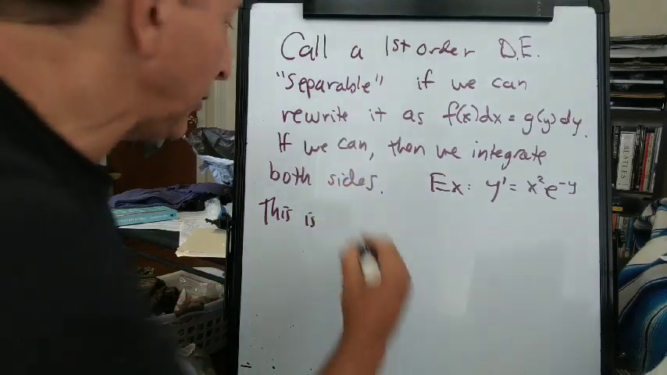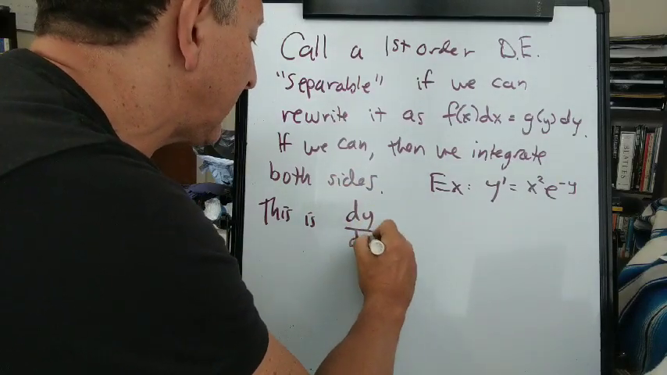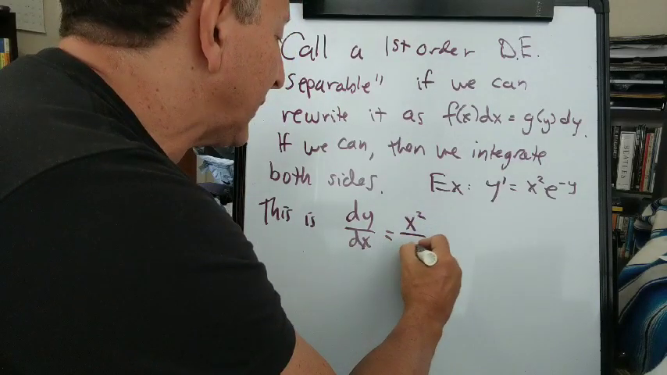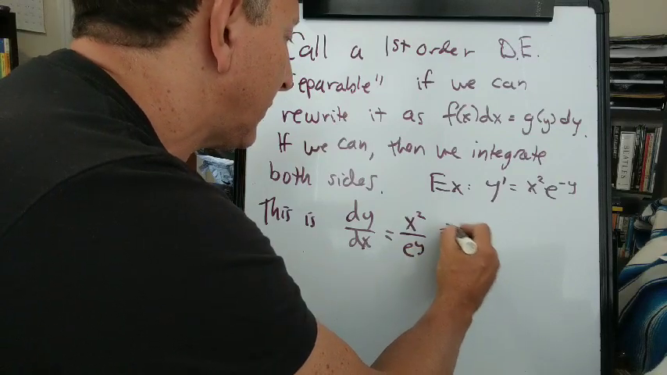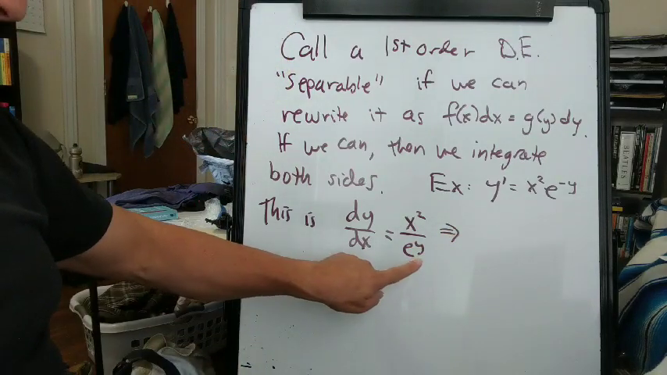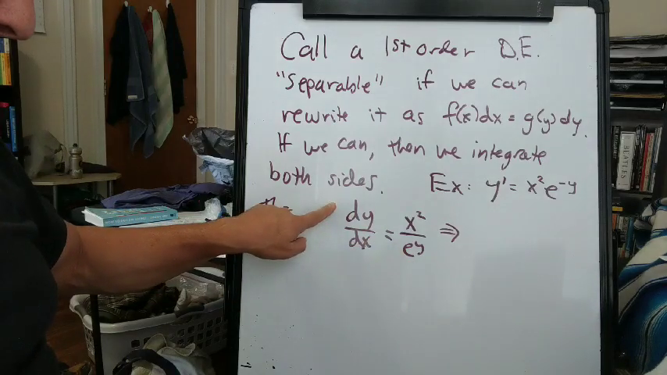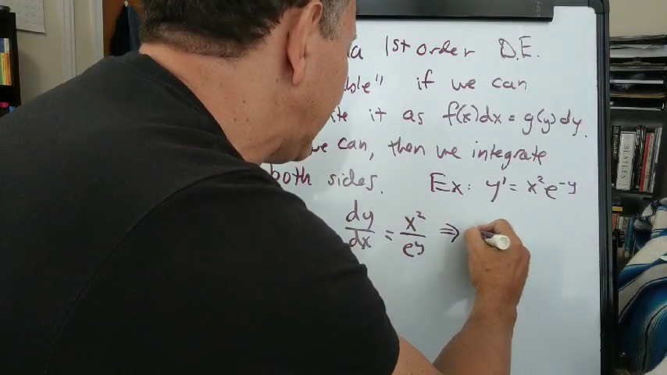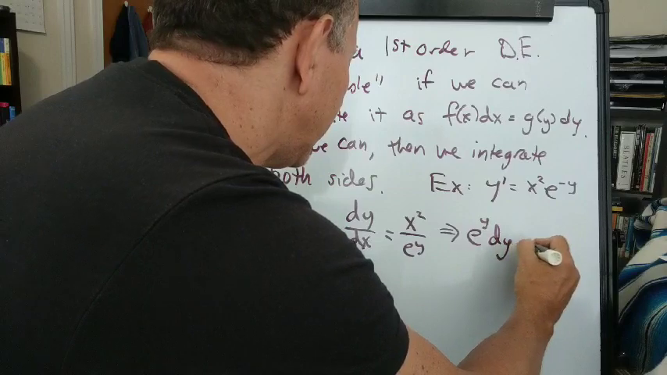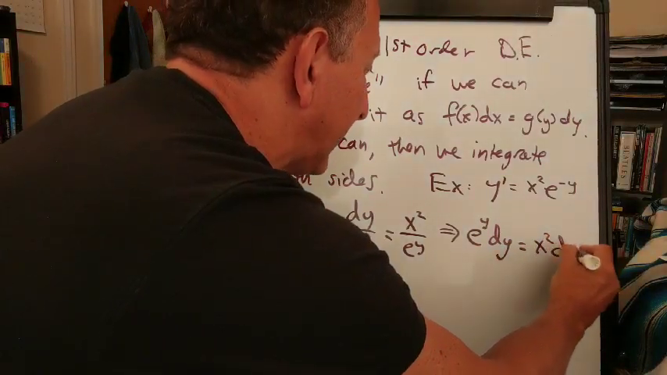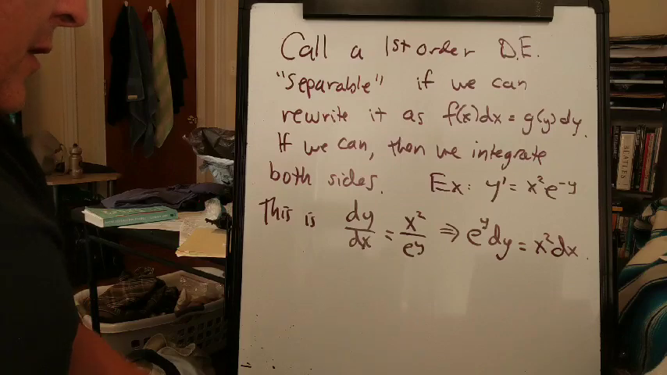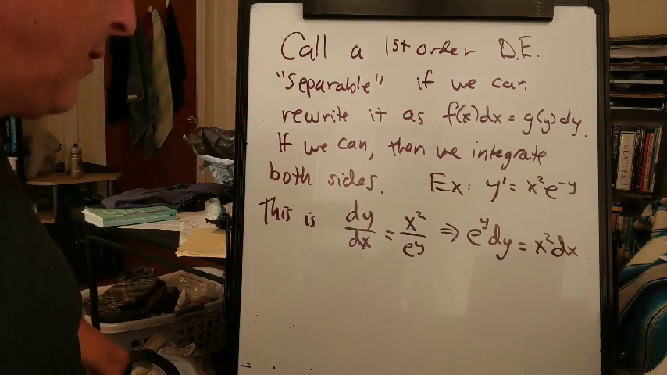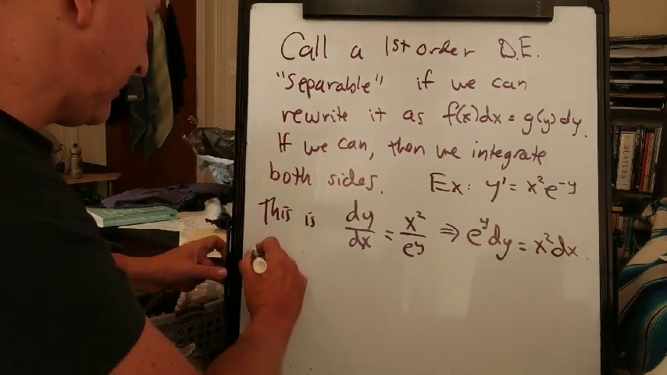So this y prime is dy dx, and x squared e to the negative y is the same as x squared over e to the y. And I guess we could multiply both sides by e to the y to put the e to the y over here, and then multiply by dx to put the dx over there, and we've got e to the y dy equals x squared dx. Alright, so this is separable. We've got all the y's over here, all the x's over there. So then we'll integrate both sides.